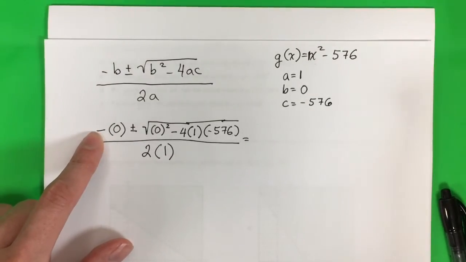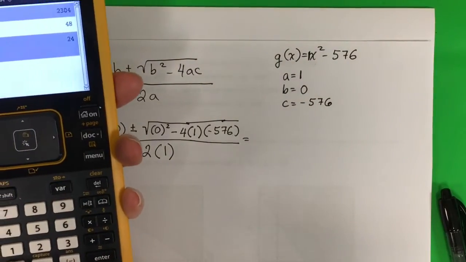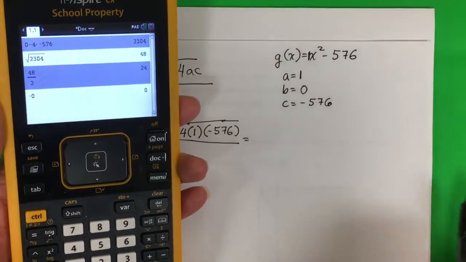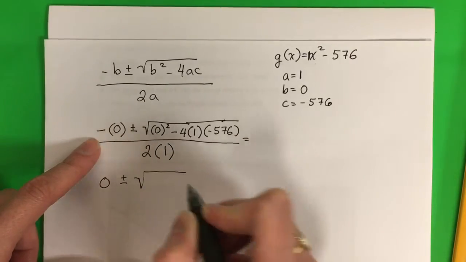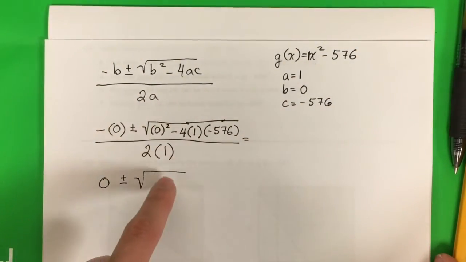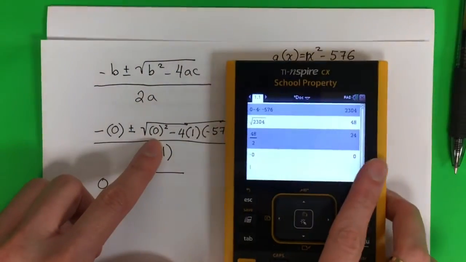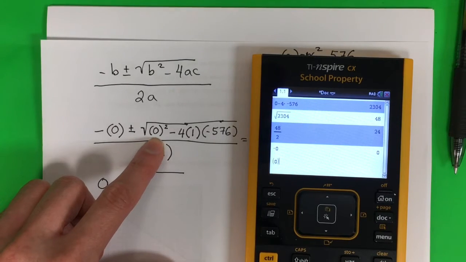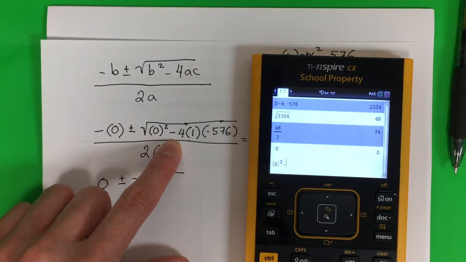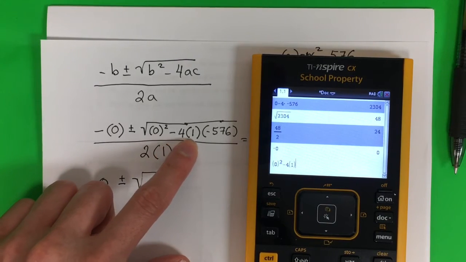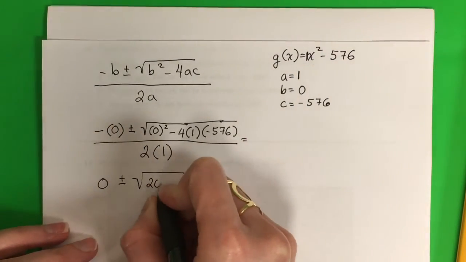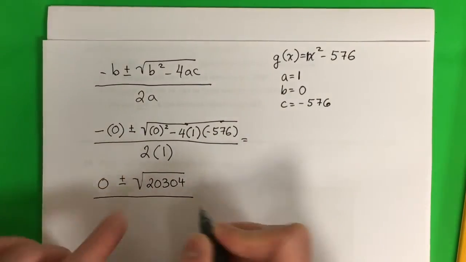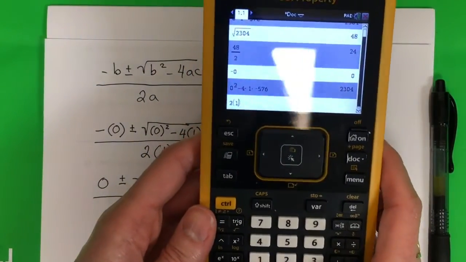Negative 0. What is negative 0? Well, let's check in the calculator. Negative, parentheses 0, parentheses, enter, 0. So copy 0, copy plus or minus, copy square root. Let's put what is inside, que está dentro, in the calculator. So I have parentheses 0 parentheses squared minus 4 times 1 times negative 576 parentheses. Enter. I got 2,304, divided by 2 times 1. 2 por 1. 2 times 1. 2.